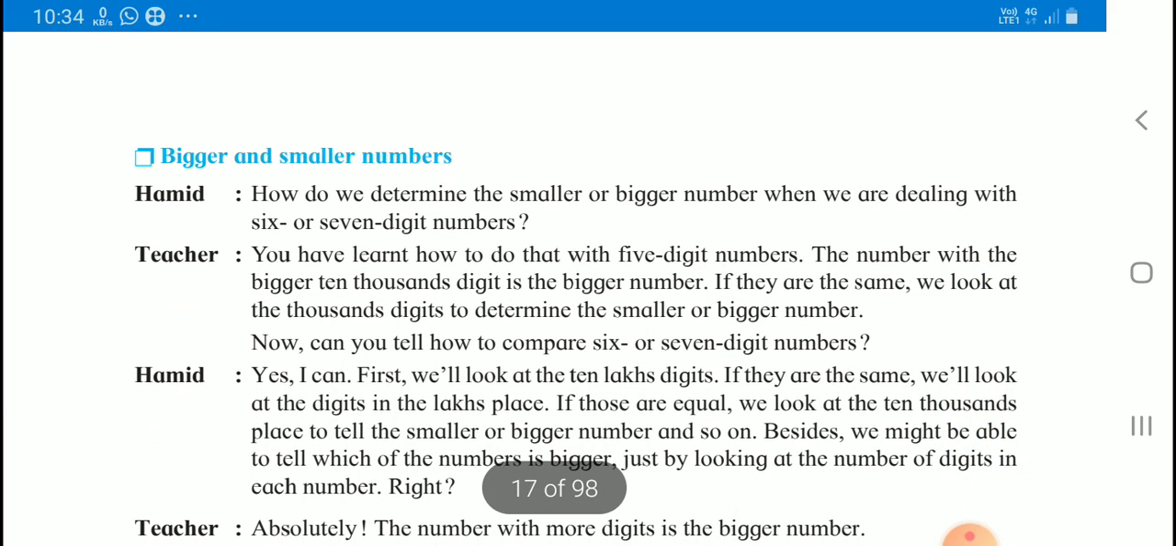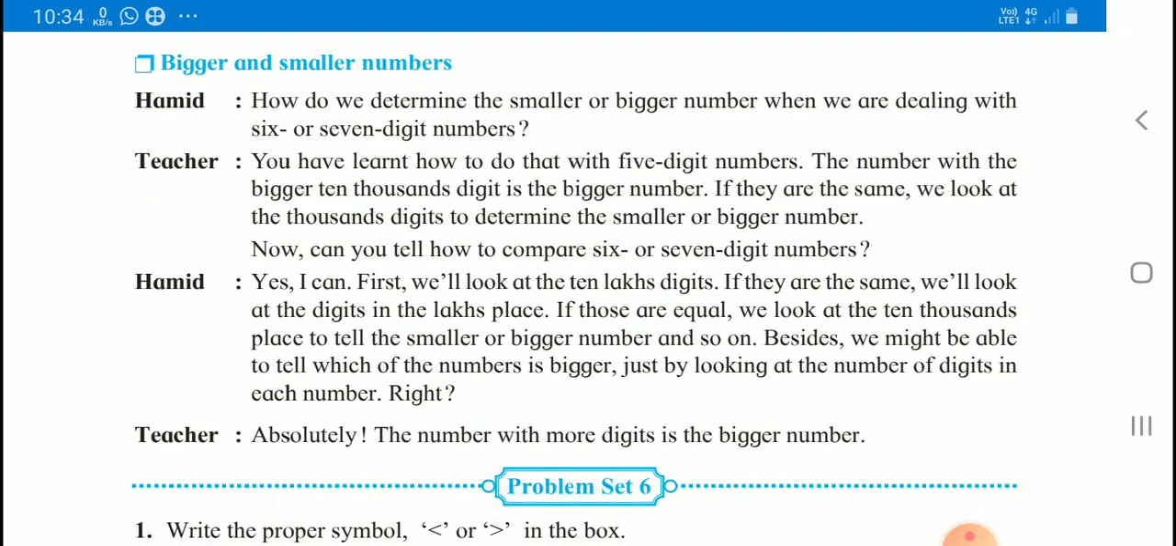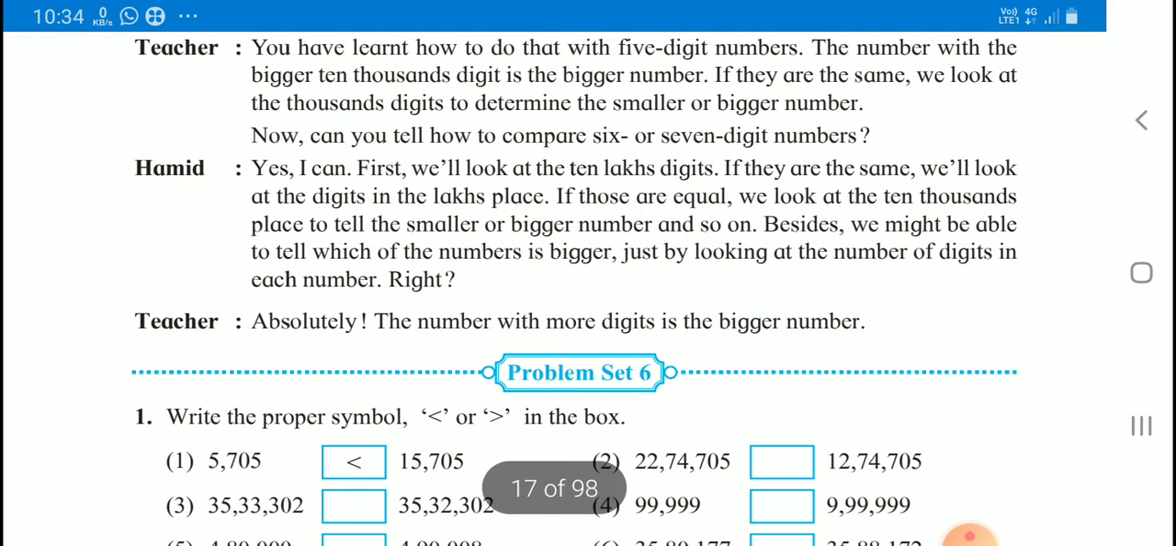Now we will see the bigger and the smaller numbers. Hamid said, how do we determine the smaller or bigger number when we are dealing with 6 or 7-digit numbers? 6 digit means lakh and 7 digit means 10 lakh. Teacher said, you have learnt how to do that with 5-digit numbers. The number with the bigger 10,000 digit is the bigger number. If they are the same, we look at the thousands digits to determine the smaller or the bigger number. Now, can you tell how to compare 6 or 7-digit numbers?